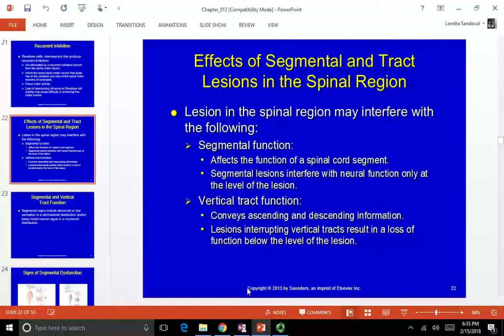As we have done in previous chapters, we talked a little bit about the anatomy, and now we're going to start talking about dysfunction and disorders. So we're first going to talk about segmental and tract lesions in the spinal region. And of course, when we say lesions, we mean anything that affects the area. So it can be an injury, it can be a tumor, any dysfunction or something that's causing a problem in that area.